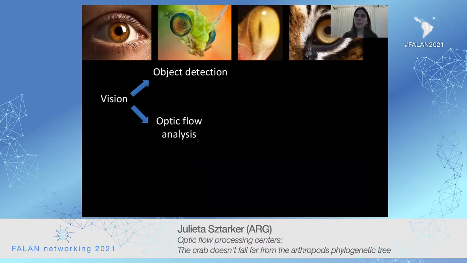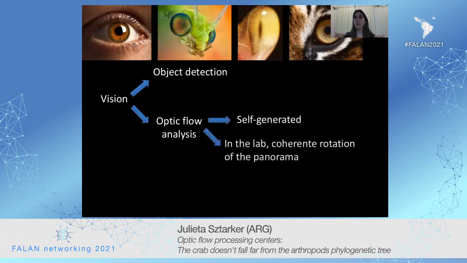And the other has to do with the movement of the whole panorama that occurs when an animal moves. And this is called optic flow. For example, if I move forward, the whole panorama will move backwards. In the lab, to study this type of processes, we use the coherent rotation of the panorama. In that way, we can control the speed of the stimulus, the contrast, etc.